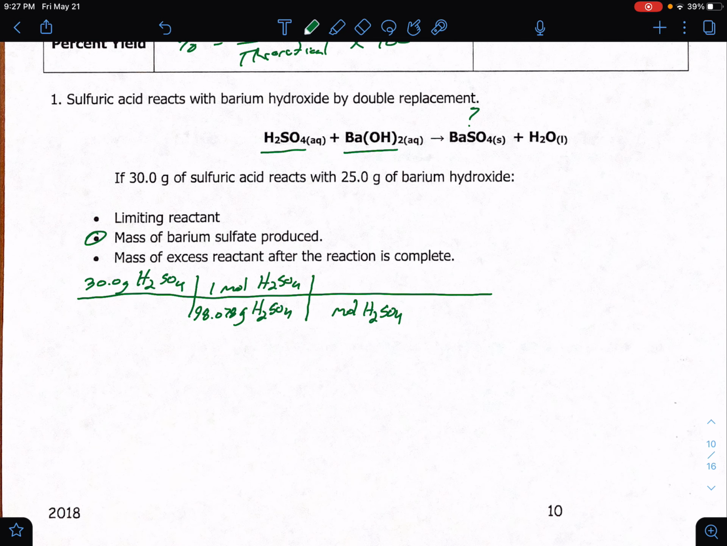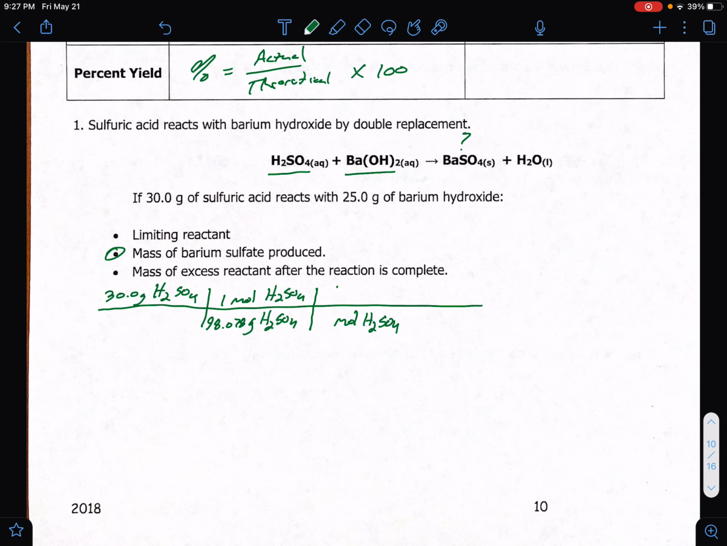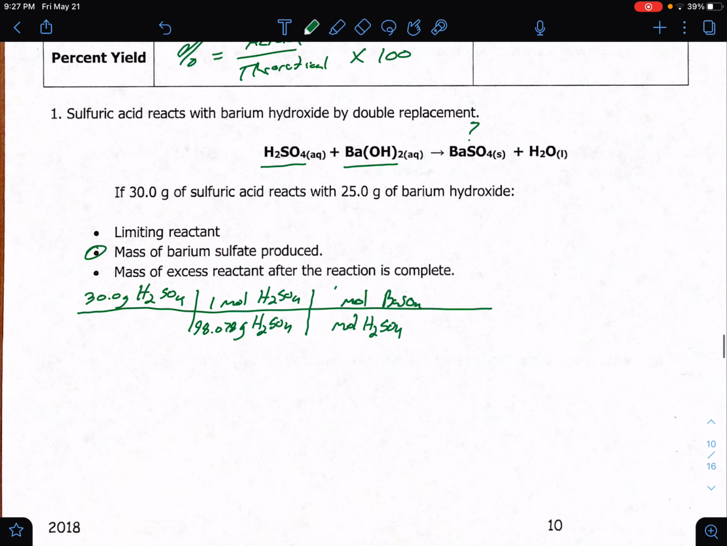Okay, and I'm trying to get to barium sulfate, so I'm going to do moles of BaSO4 on top. So I'm going to look at how many moles I have. So let's just make sure everything is balanced. I have 2 hydrogens on the left, 2 hydrogens on the right. Well, technically I have 2 hydrogens on the left and then 2 hydrogens right here on the barium hydroxide. So there'd be 4 on the left and only 2 on the right.